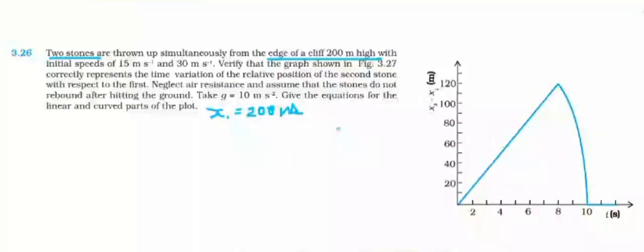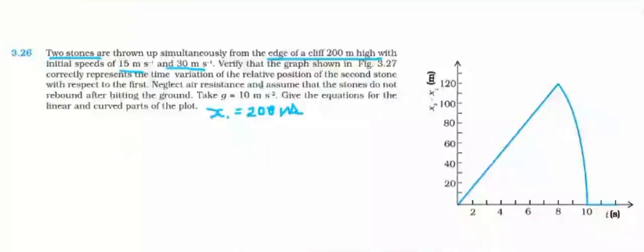200 meter. Okay, now the speeds are 15 and 30, the initial speeds. So we can take the initial speeds 15 and 30 as u1, u2, like that.